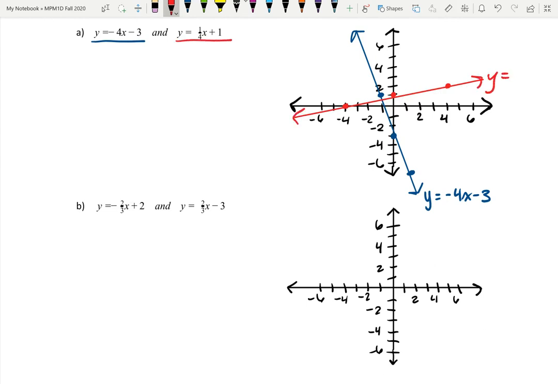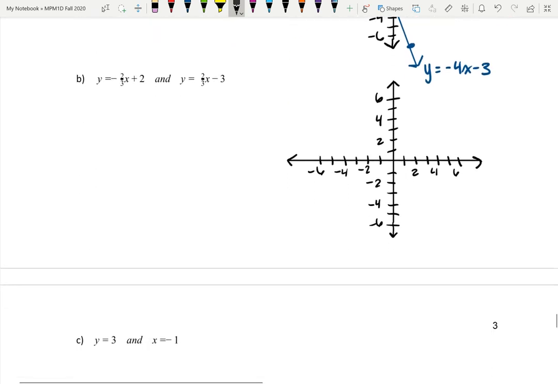Okay, y is equal to 1/4x. This is why it's important for you to label your lines with the equations so that you can easily read which line represents which linear relation. Okay, and from the slopes, I can conclude that these are perpendicular lines because their slopes are negative reciprocals of each other.